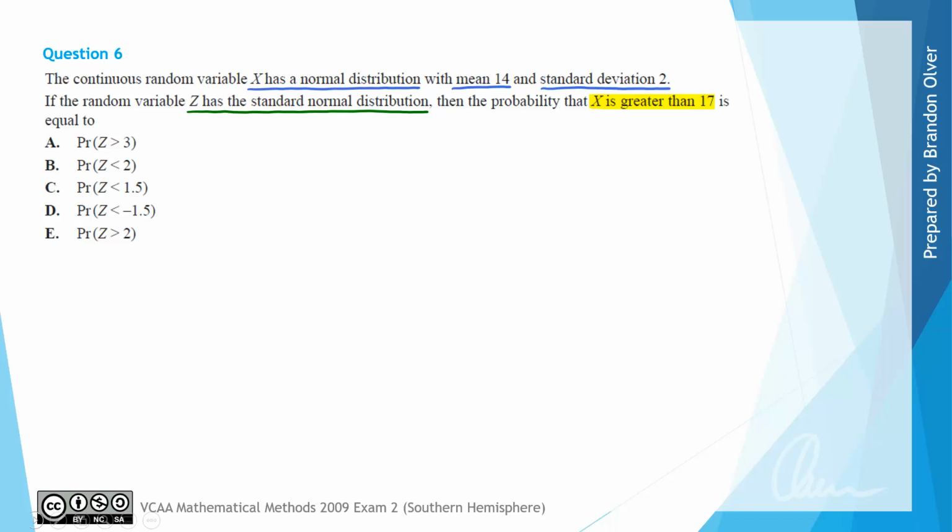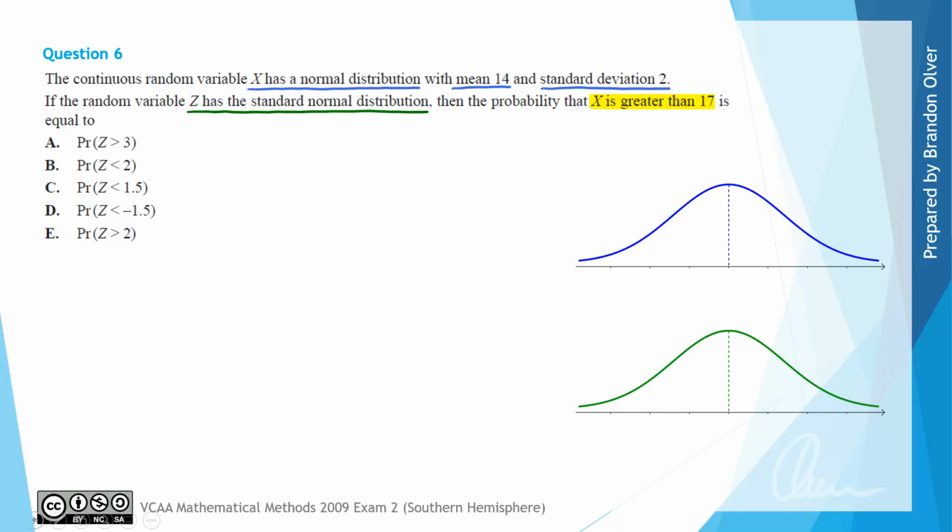Whenever I see a problem like this, where there's a normal distribution and a standard normal distribution, I like to draw two bell-shaped curves directly on top of each other. The first one up here in blue is going to be for x, distributed with a normal distribution with a mean of 14 and a standard deviation of 2, so a variance of 2 squared. So the middle value right in the center will be 14.